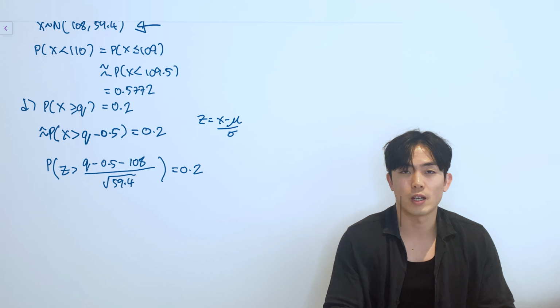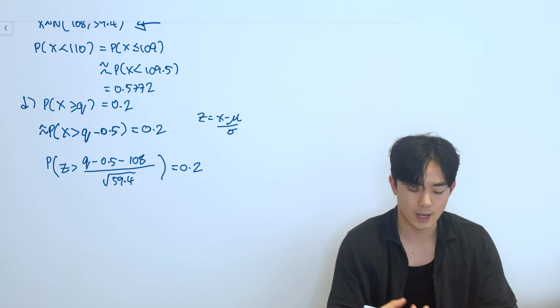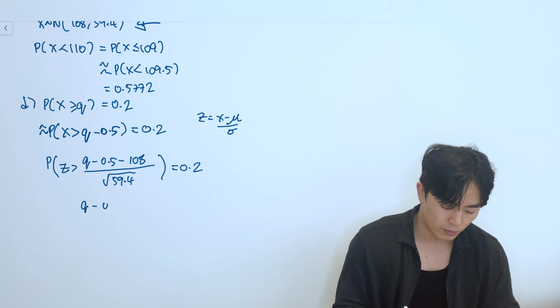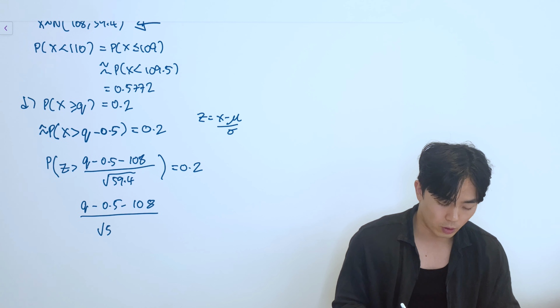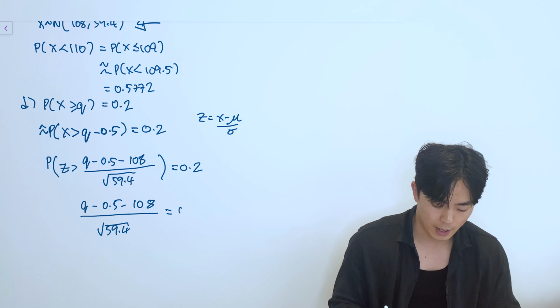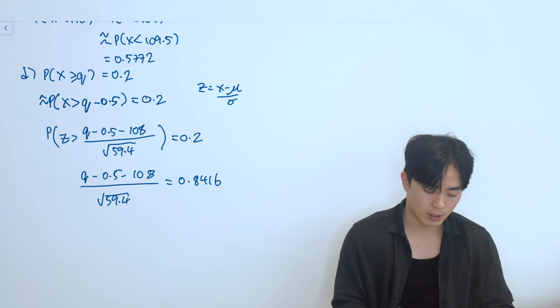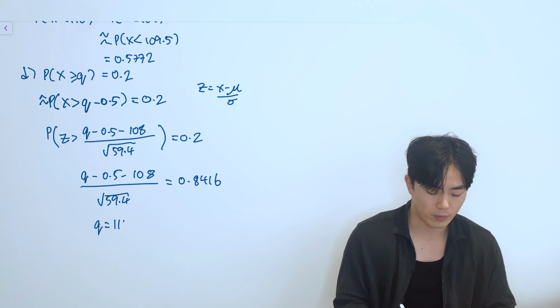And if you remember from the previous video, you can use the inverse function to find what the Z value is. So Q minus 0.5 minus 108 over the root of 59.4 turns out to be 0.8416, which I can now rearrange to make Q the subject, and you should get a value of 115 for Q.